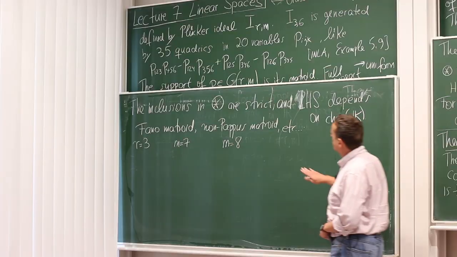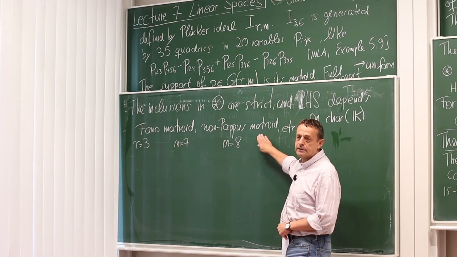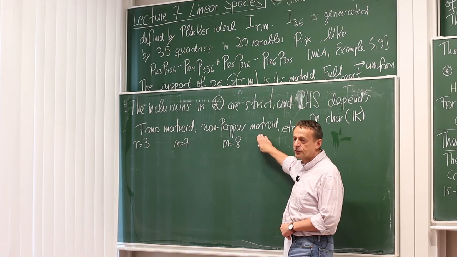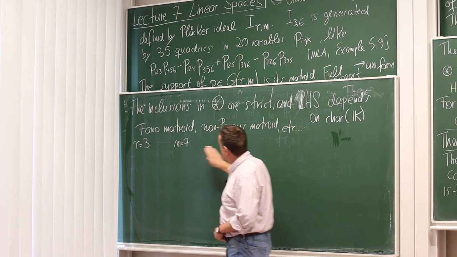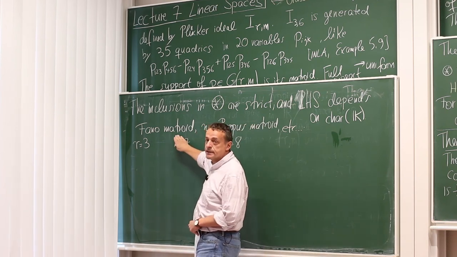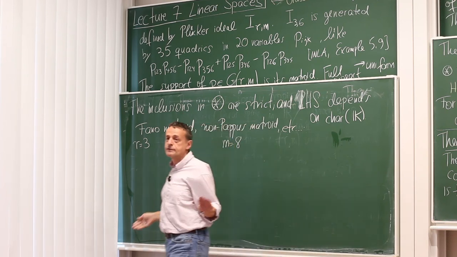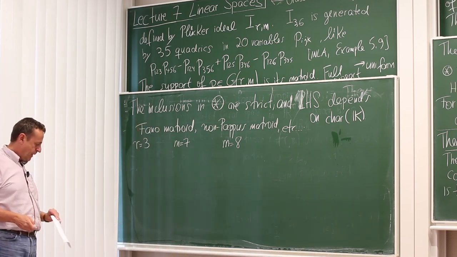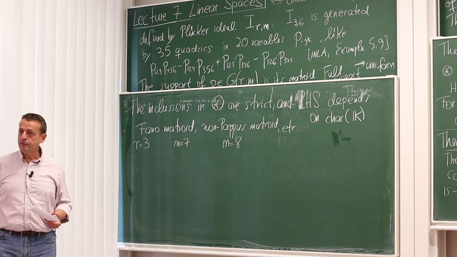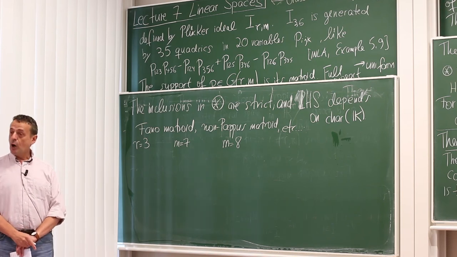So here you get tropical linear spaces that are not tropicalized linear spaces in any sense, over a commutative field. And here you have tropical linear spaces that can be lifted only in characteristic 2. Okay? So that's interesting. I'm going to wrap up with a couple of remarks about polytopes.